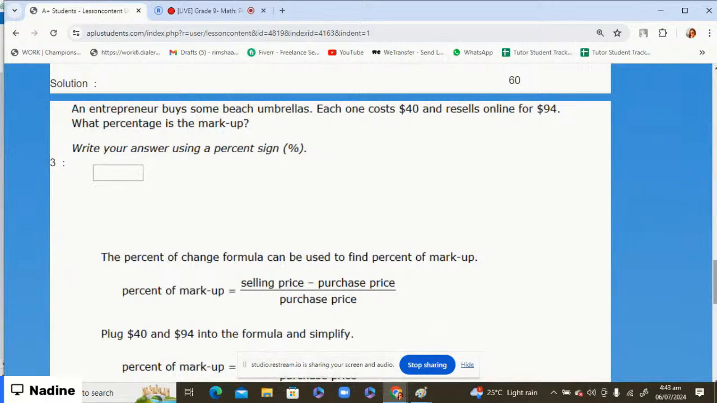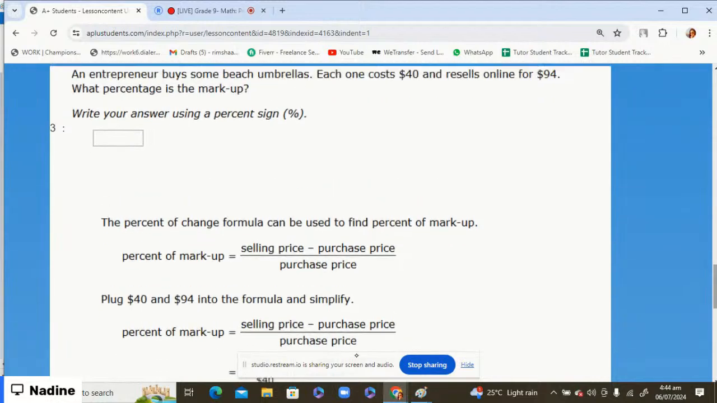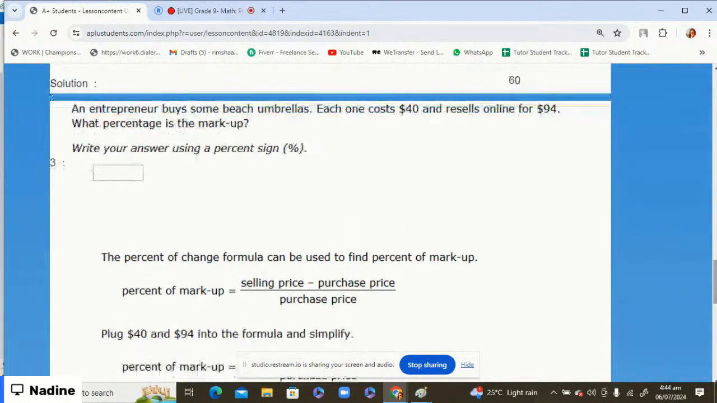An entrepreneur buys some beach umbrellas, each costing 40, and resells them online for 94. Each costs 40 and is resold online for 94. What percentage is the markup? What is the selling price? Cost is 40. The discount amount is not given here. This is basically selling price and purchase price.